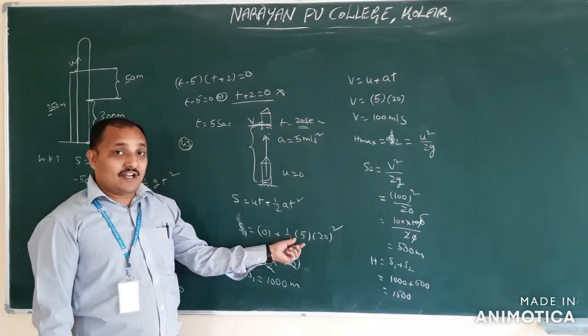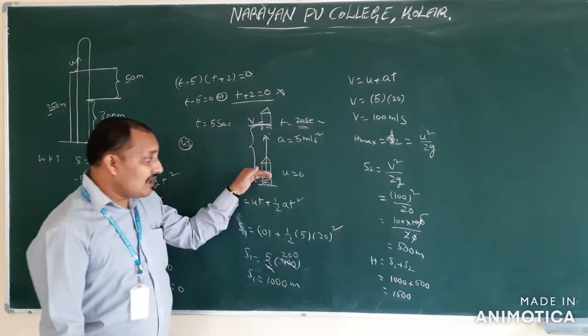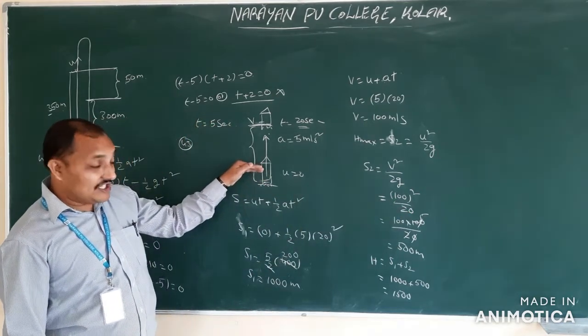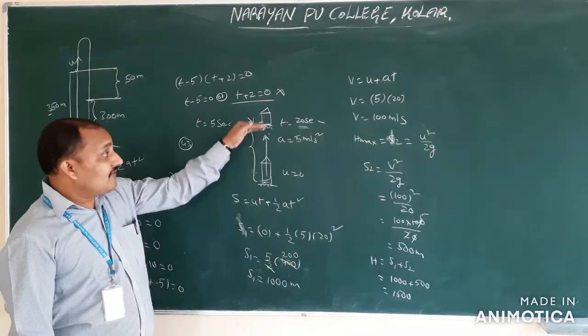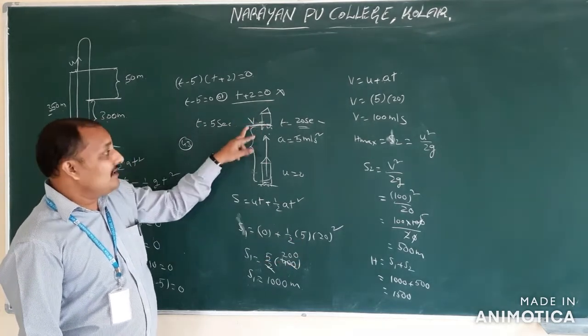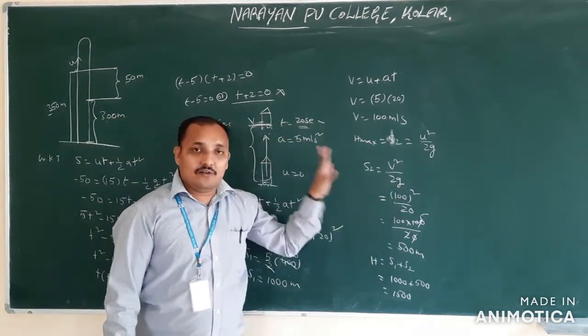Here we will take the g value, a value minus 10, but here the g value we have taken is 10. So this object, this rocket, is going by itself. Therefore, we have taken this acceleration that they gave. But from here, this object is thrown with this velocity after 20 seconds. Therefore, we have taken g value 10.